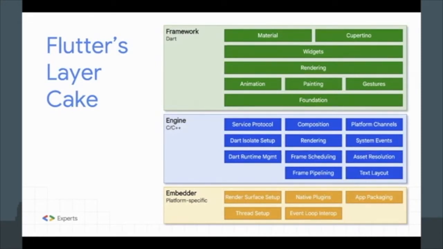Embedder is actually the layer that is holding all the information about the embedded platform. It can be an Android embedder, iOS embedder. I don't know, you can have your own embedder on a Raspberry Pi, for example. It's totally up to you. On desktop, it is working like that as well.